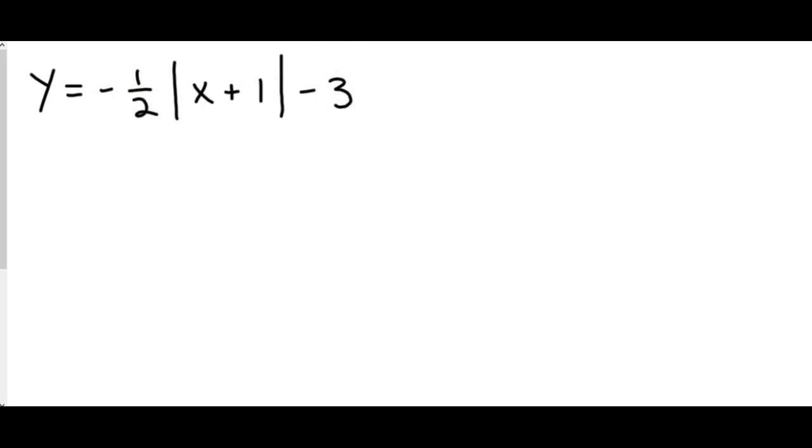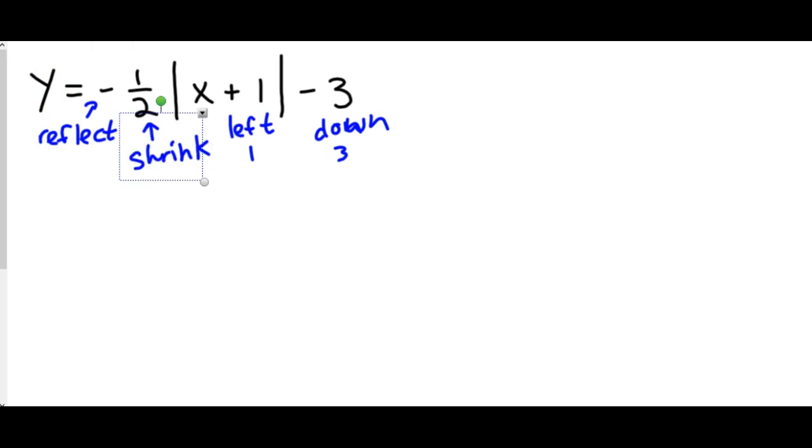So when we're doing this, we want to do horizontal and vertical shift first. Horizontal shift is left 1. Positive actually goes to the left. Vertical shift would be down 3. We have a negative in front, which means we do reflect. Absolute value of this front number is just 1/2, which is smaller than 1, which means we shrink. So now we've identified everything we need to draw our graph.